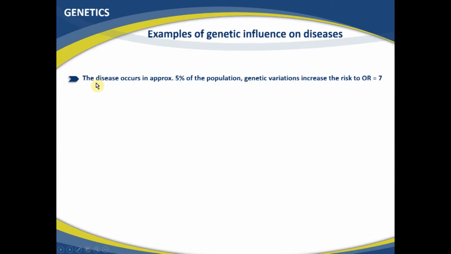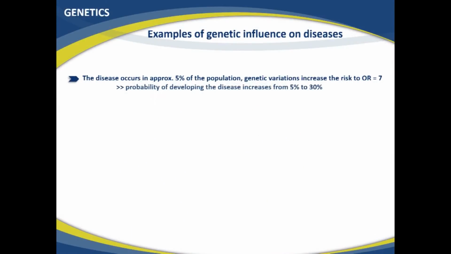Now let's look at a few different examples of where a genetic test makes sense and where it doesn't. For example, let's look at a disease that occurs in 5% of the population, and the genetic variation increases the risk to an odds ratio of 7. So 5% of the population get the disease. Any person's risk is 5% of developing this disease. Now, one person has a genetic variation and a 7-fold risk, so 7 times higher than anybody else. And the probability is increased from 5% to 30%.